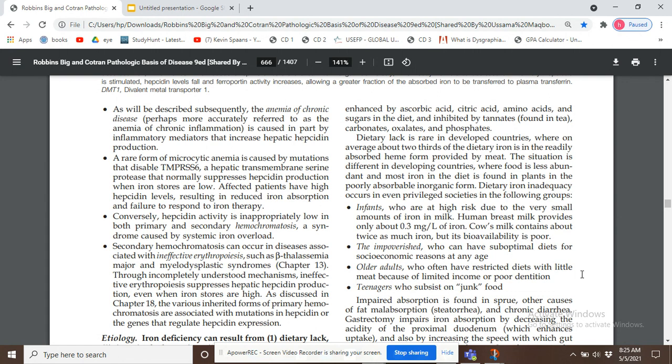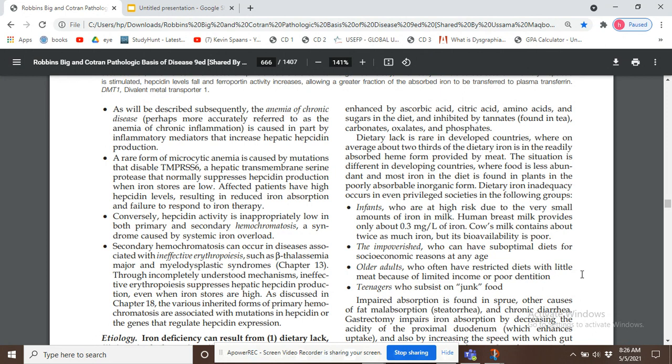Okay, the impoverished, who can have suboptimal diets. For example, in poverty, those who are poor and who take suboptimal diets have more chances of iron deficiency anemia.